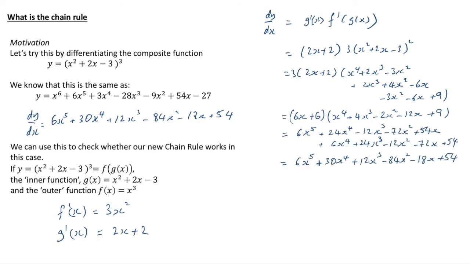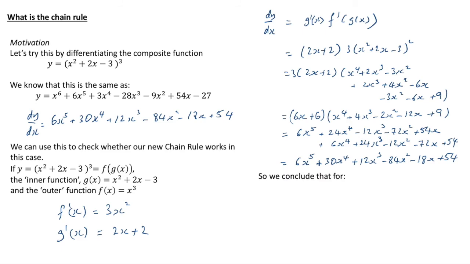So again, the first line there is 6x times the second bracket, and the next line is 6 times the second bracket. And you'll notice I've staggered them, so it makes collecting the terms together nice and easy, and we get 6x to the 5 plus 30x to the 4 plus 12x cubed, etc. And it does indeed equal what we got from multiplying it out and differentiating before. So this shows us that for this more complicated function our chain rule works.